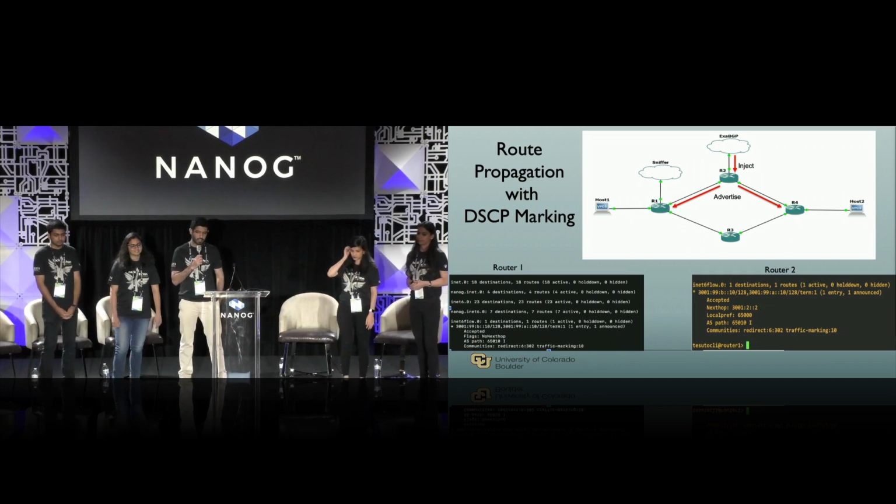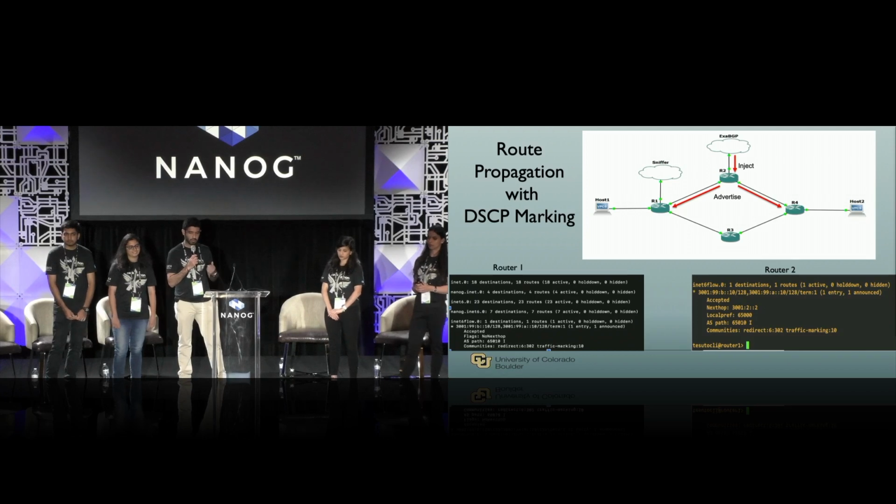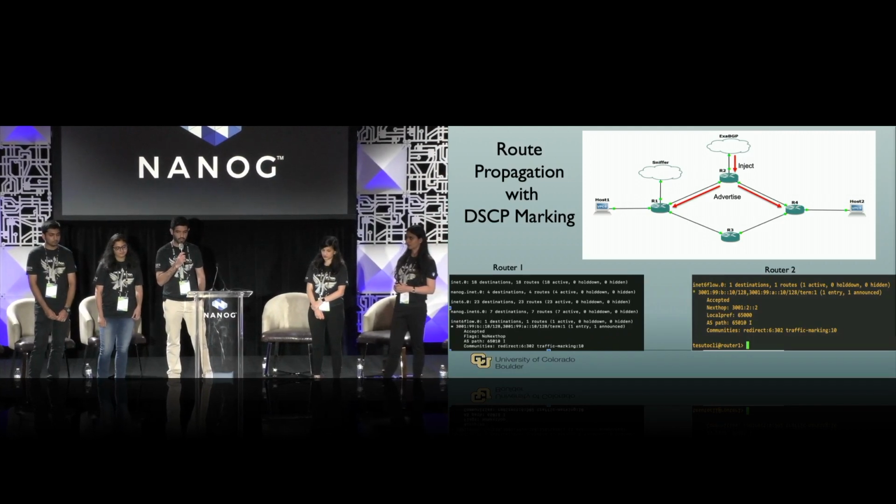Whenever the ExaBGP API is called, we will inject a route on the R2 router. So we use FlowSpec for this, and we use FlowSpec because we can match on source IP, we can do destination IP as well as the layer 4 headers.